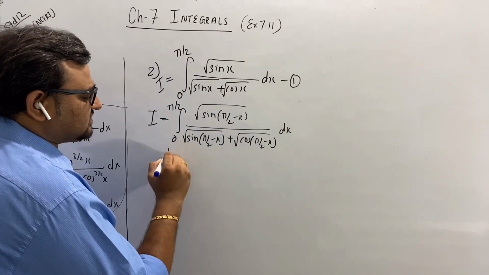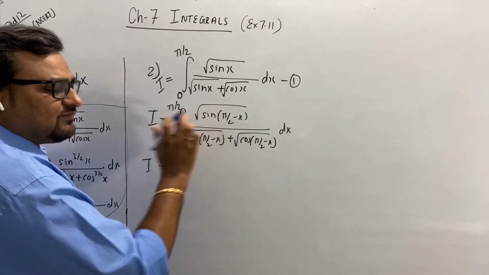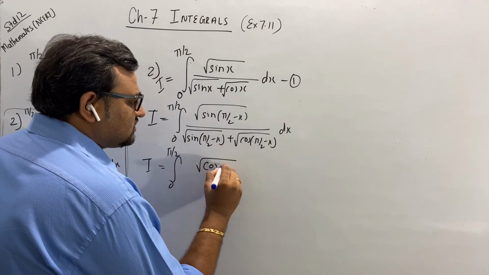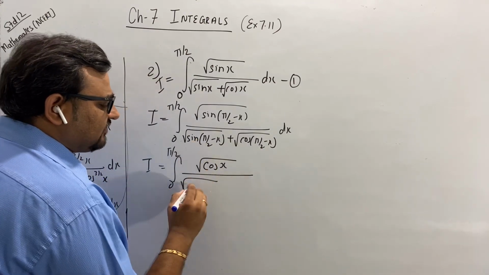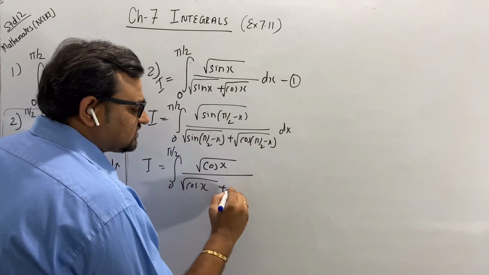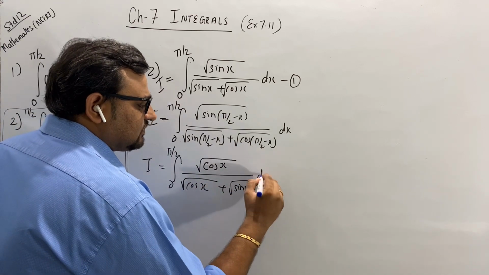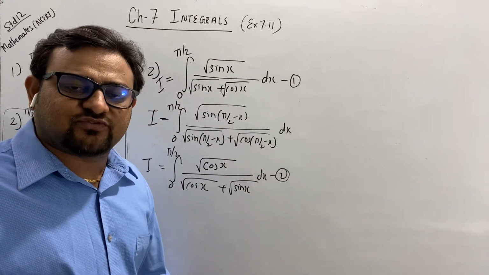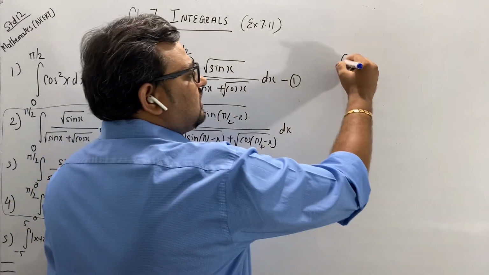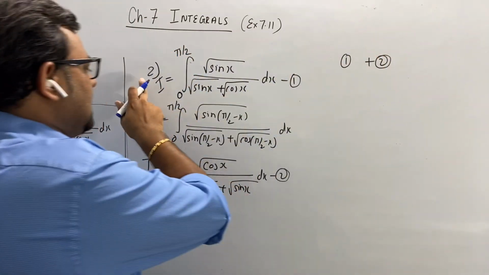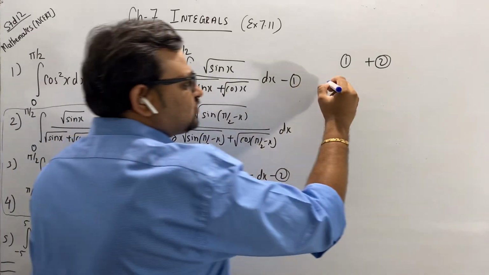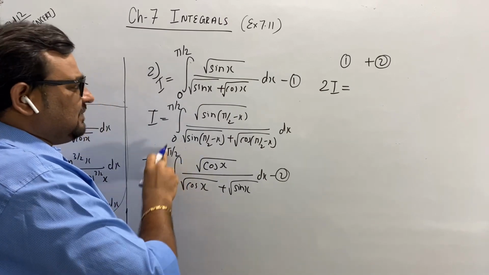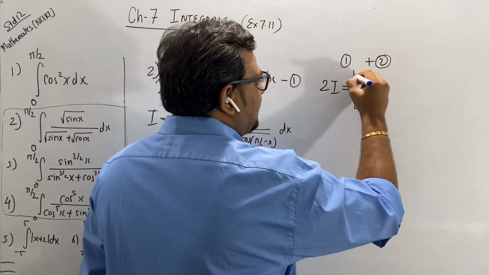Now pi by 2 shift, so sine will be getting converted to cos, and it's first quadrant, so positive. So root cos x upon, this sine will get converted to cos, plus cos gets converted to sine. So this is number 2. We'll use the same way that we had used in the first sum. 1 plus 2, I plus I. So LHS will be equal to 2I. RHS, when I add both of these, the limit is the same here, so 0 to pi by 2.